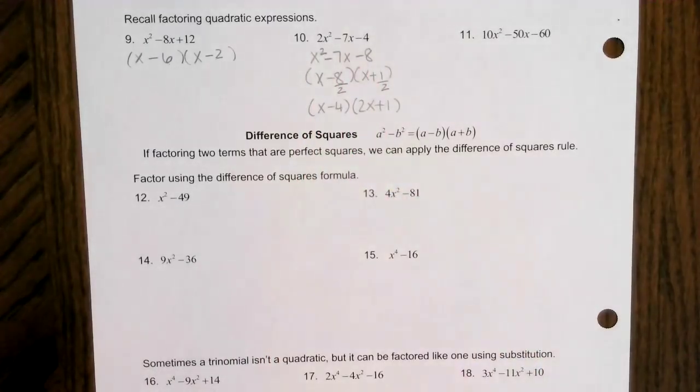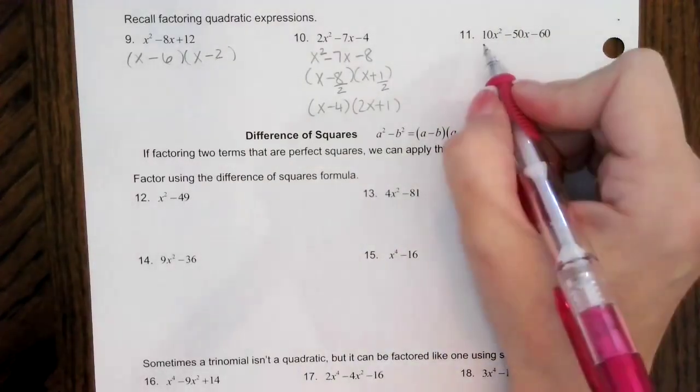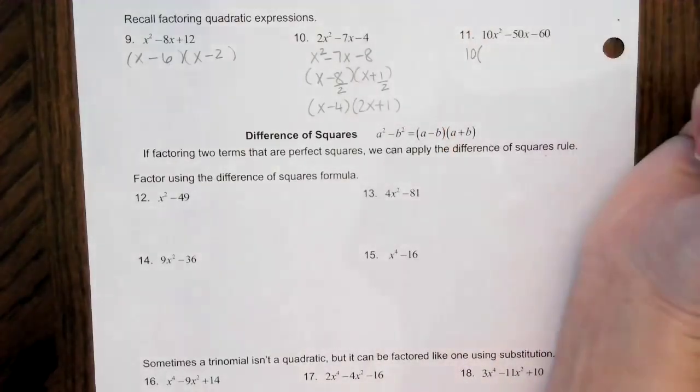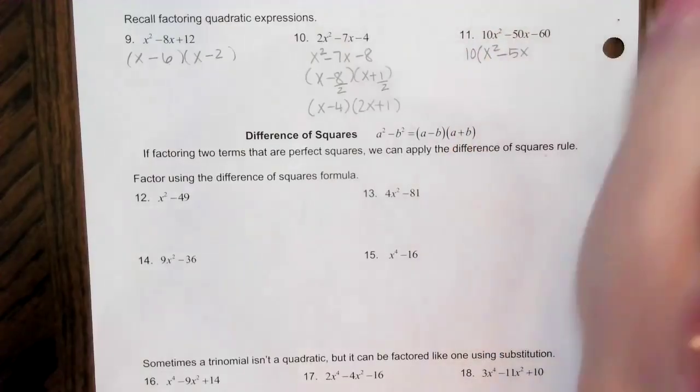You can always check it by foiling it out and making sure you go back to this right here. All right, this last one has a GCF, so that's what I would have to do first. 10 goes into every single one of those. That's always your first step. If there's a GCF, take that out first. It makes your factoring so much easier.